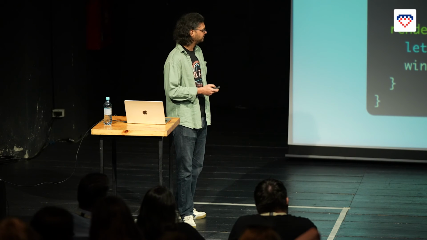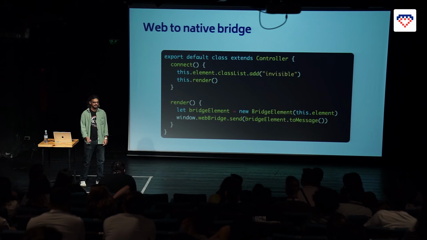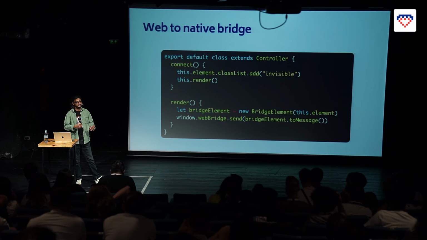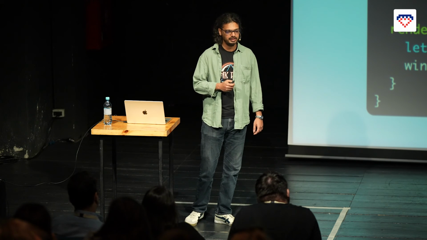We just create a bridge element, and then we post a message using the web bridge to native code. And then in native code, we can do whatever we want. So we just receive that message, like, oh, okay, we want to render a native button. We write some native code that renders this button.